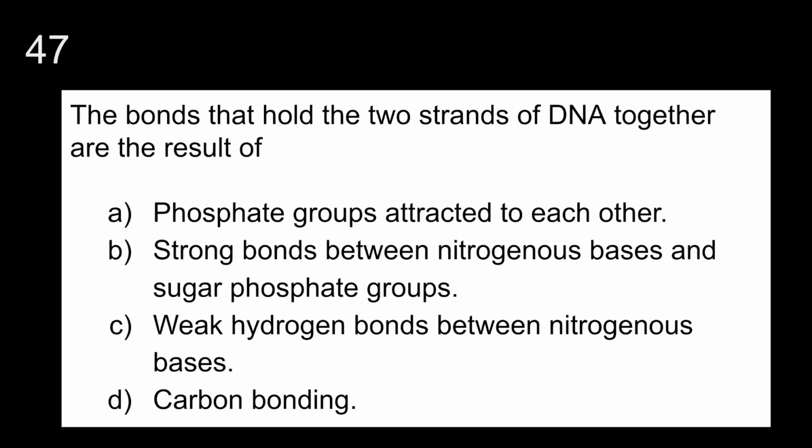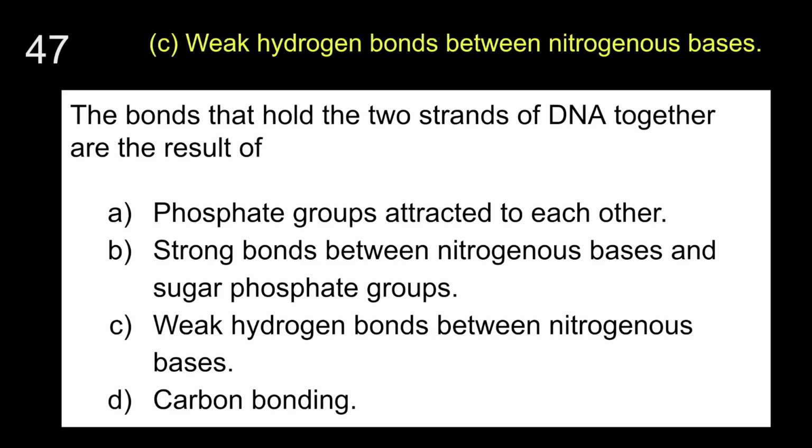Question 47. The bonds that hold the two strands of DNA together are a result of A, phosphate groups attracted to each other, B, strong bonds between nitrogenous bases and sugar phosphate groups, C, weak hydrogen bonds between nitrogenous bases, and D, carbon bonding. The answer is C, weak hydrogen bonds between nitrogenous bases. Remember, those weak bonds get unzipped, and helicase helicopter unzips those weak hydrogen bonds.